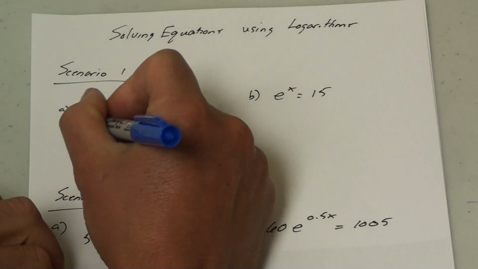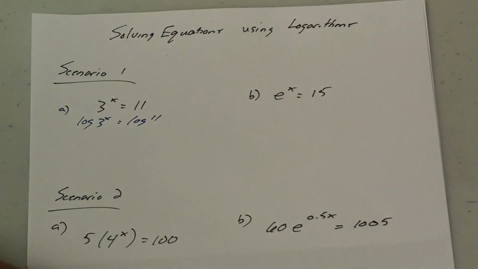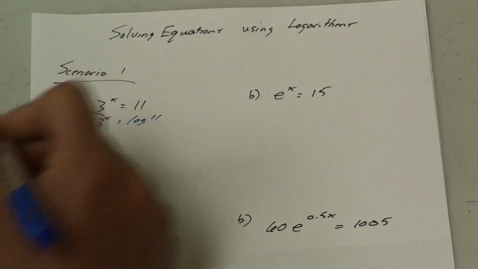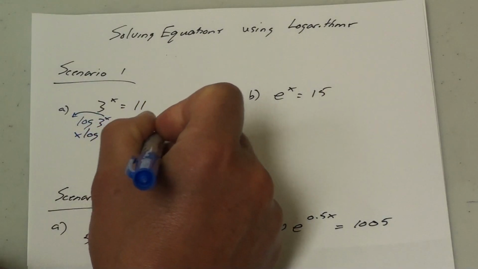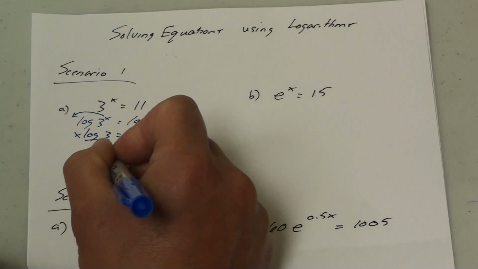I'm going to start off by putting logarithms on both sides. What you do to one side, you need to do to the other. So I have log 3^x equals log 11. I want to bring my exponent down using one of the logarithm rules and put it in front. So x log 3 equals log 11. I'm going to divide by log 3 to get the x by itself.